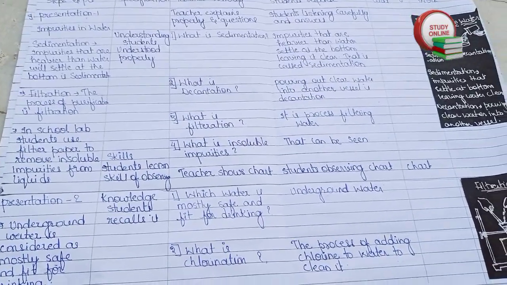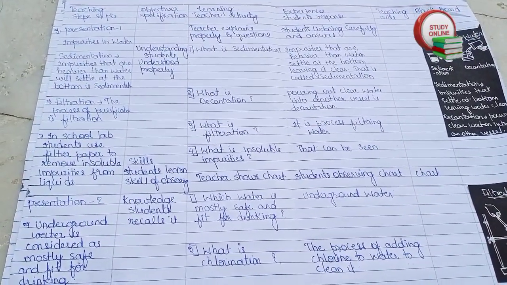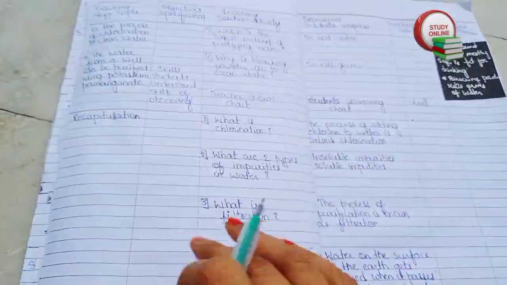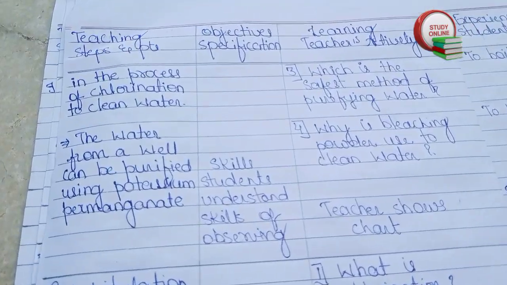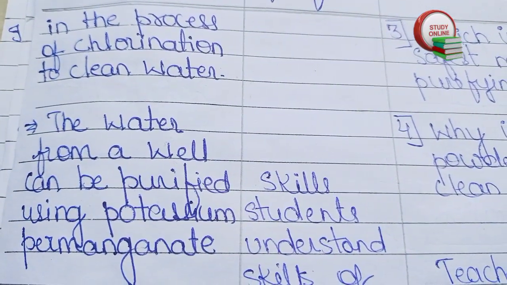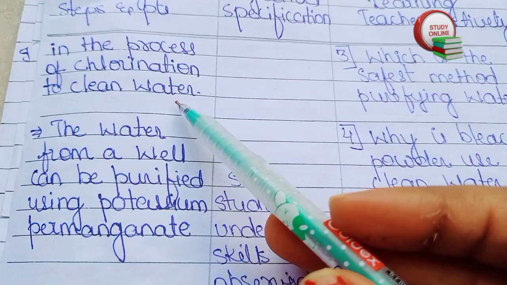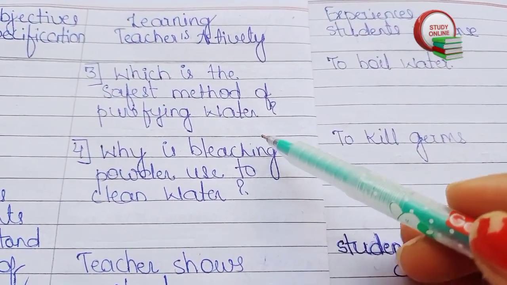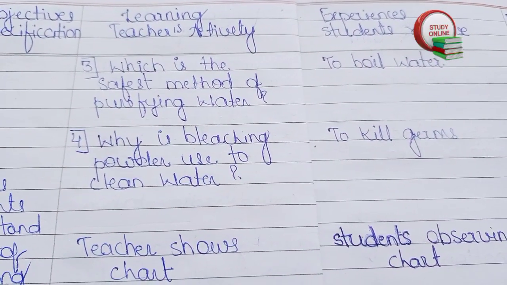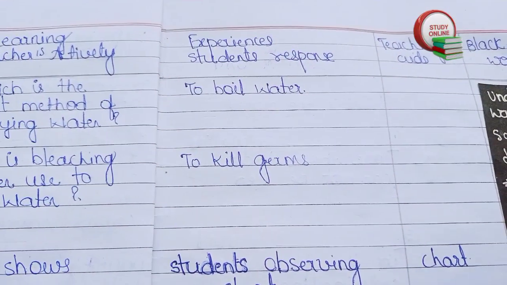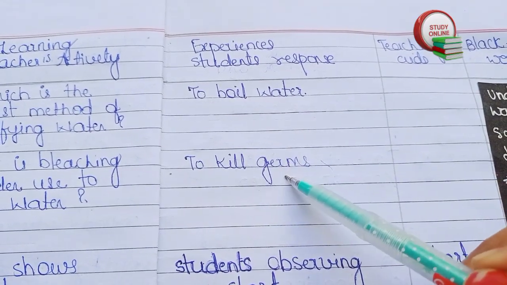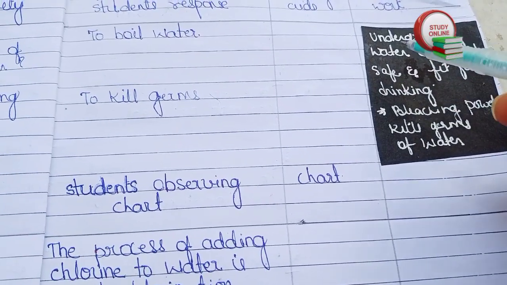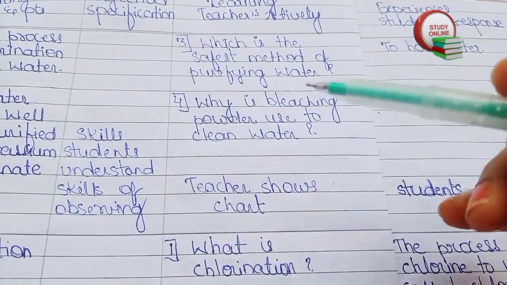Now here you can see the overall look of our lesson plan. Now let's turn our page and let's see the rest of presentation part 2. So here you can see the rest of presentation 2. So I have written here all the things that we are going to teach to students. Here you can see question number 3 and question number 4, and here you can see the answer that students will give to the teacher. And here is the blackboard work that we also have to write, like here you can see underground water and all those things.